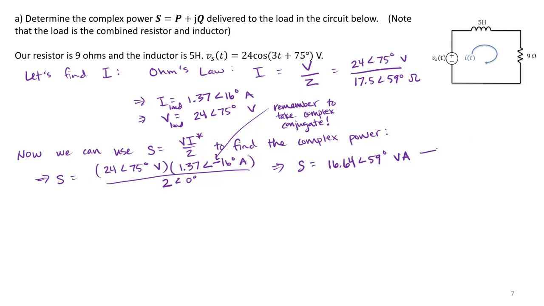or in rectangular form, if we use our phasor calculator, we will determine in rectangular form that gives us 8.47 plus j14.1 volt amperes. And there's our answer.